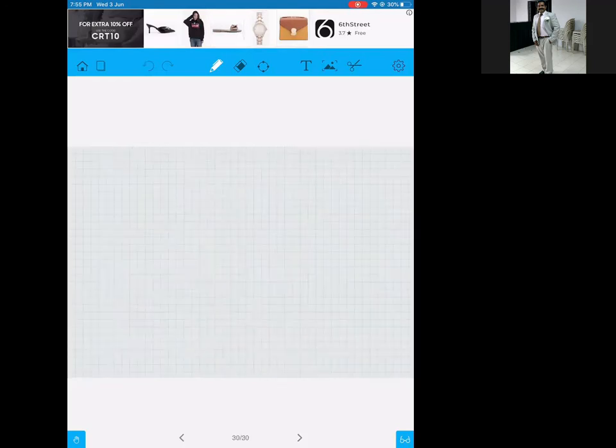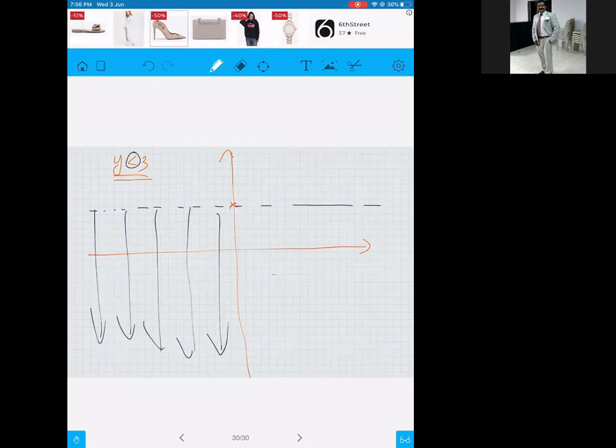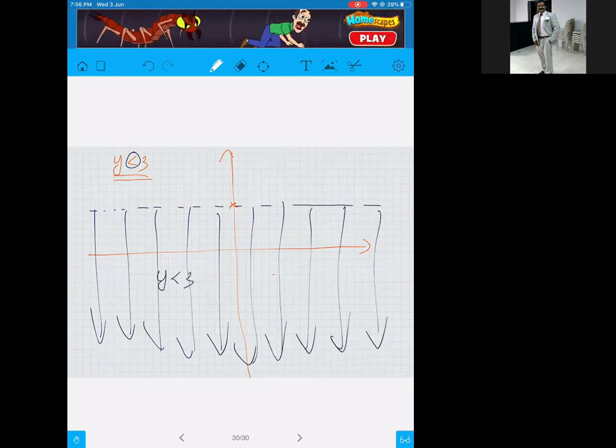And what about y less than 3? What is y less than 3? So this is 3, correct? Since no equal to sign is there, we have to draw a dotted line. Since it is less, that is the lower region. I hope you got my logic. So y less than 3.